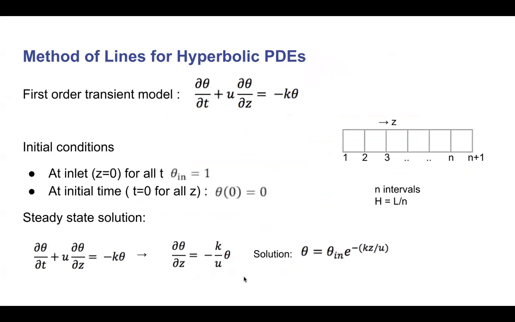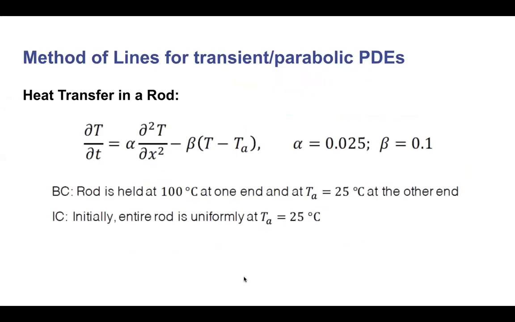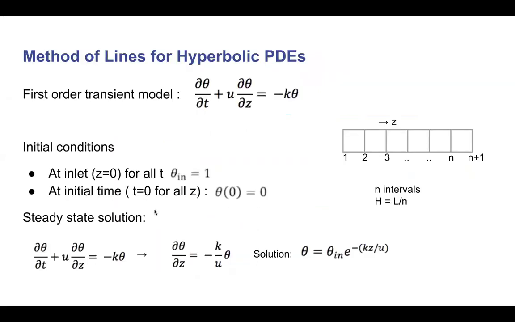So next is hyperbolic PDEs. So far what we had is the parabolic PDE. Now we'll be talking about hyperbolic PDE. A hyperbolic PDE is also a transient condition, that is, it has a time term and it also has a position term. Here, the condition is given to you like this.